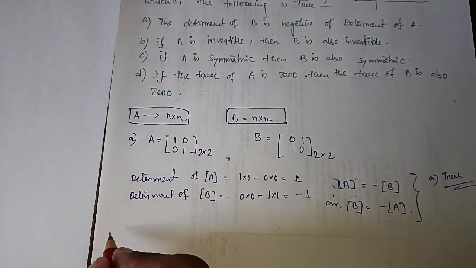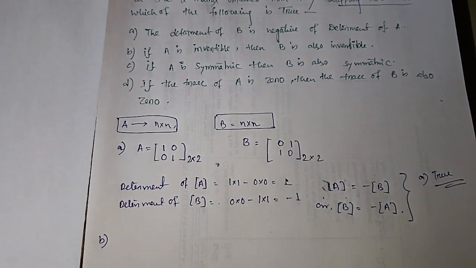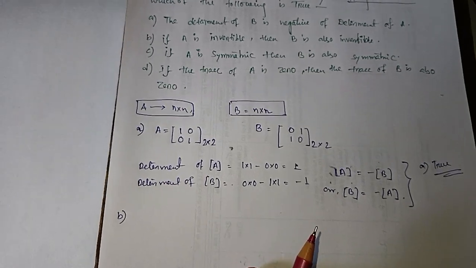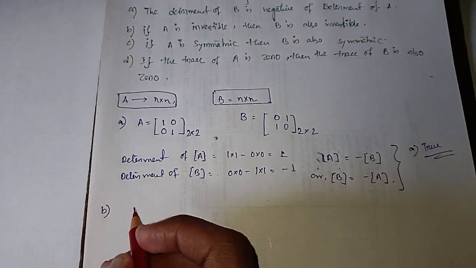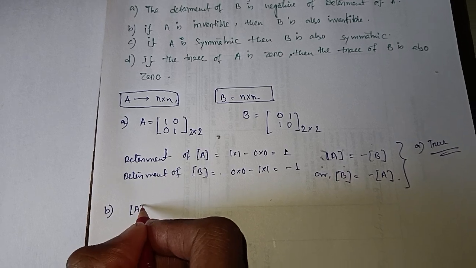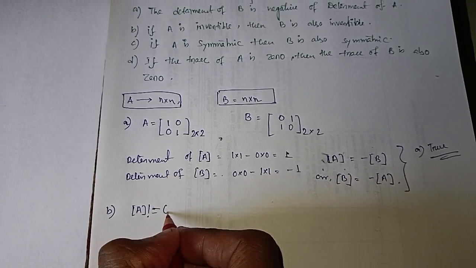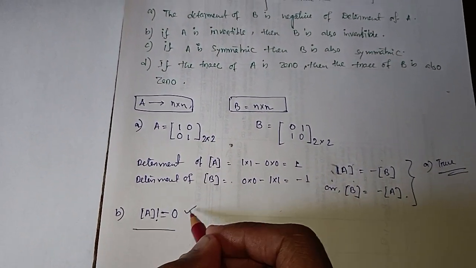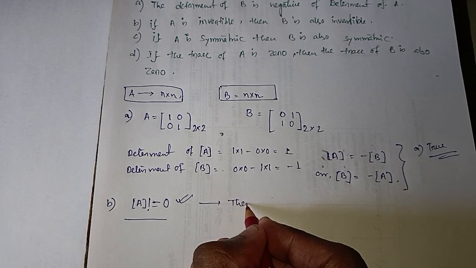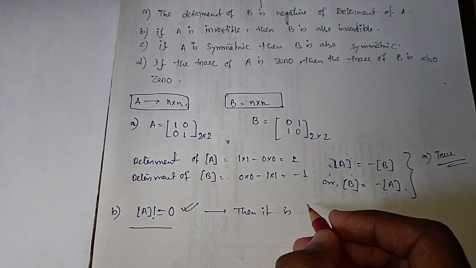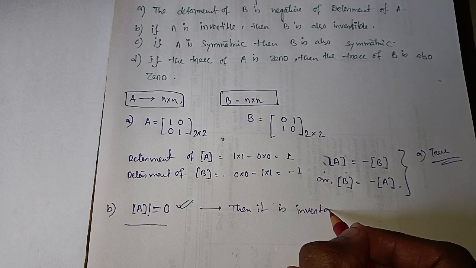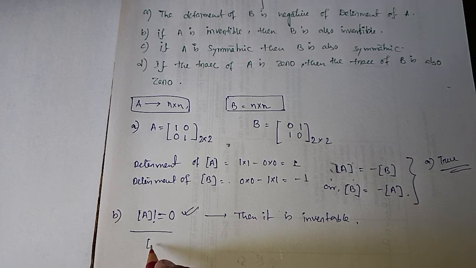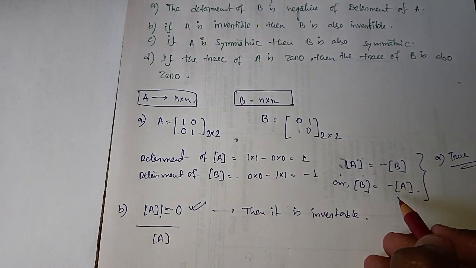Now let's check option B. Option B says that if A is invertible, then B is also invertible. A being invertible means that the determinant of A is not equal to 0. So clearly the determinant of A is not equal to 0, and then it is invertible.